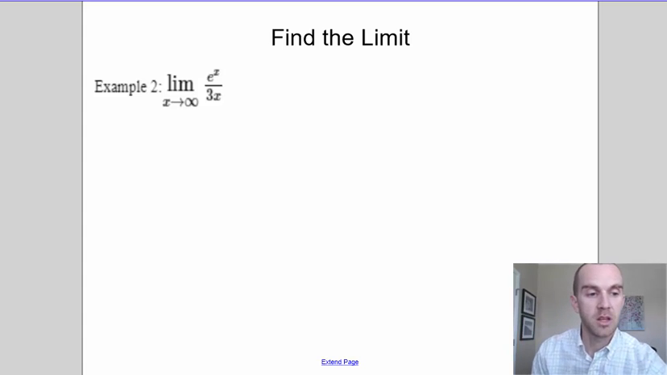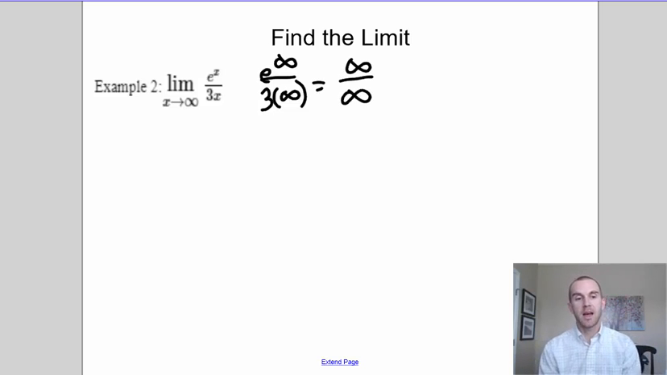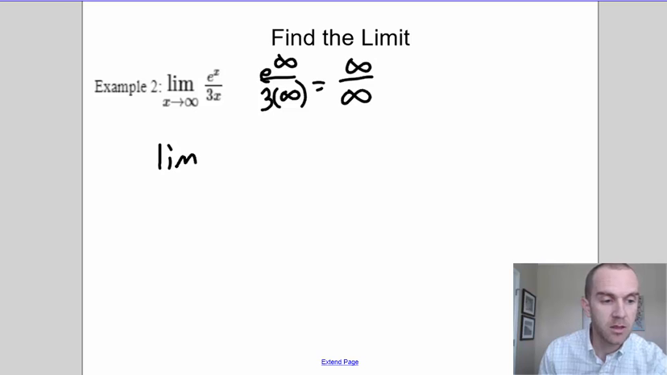Whereas the next one, if we're approaching as x approaches infinity, we get e to the infinity over 3 to the infinity, which is a positive infinity over a positive infinity. That tells us we should check it with L'Hopital's rule. So we want to look at the first derivative of each of these. So now we have the limit as x approaches infinity.